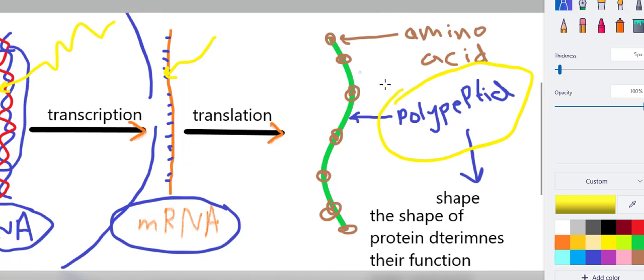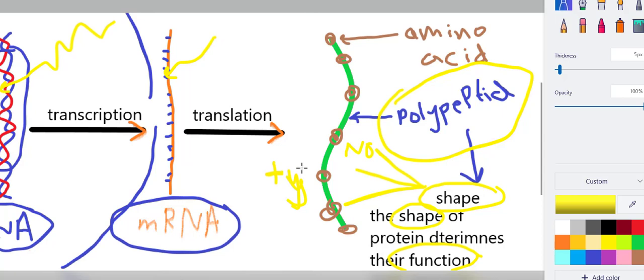Abnormal polypeptide means the shape of the protein is changed, forming an abnormal protein that causes the genetic disorder. The shape of the protein is determined by three things: the number of the amino acids, the type of amino acid, and the order of the amino acids.